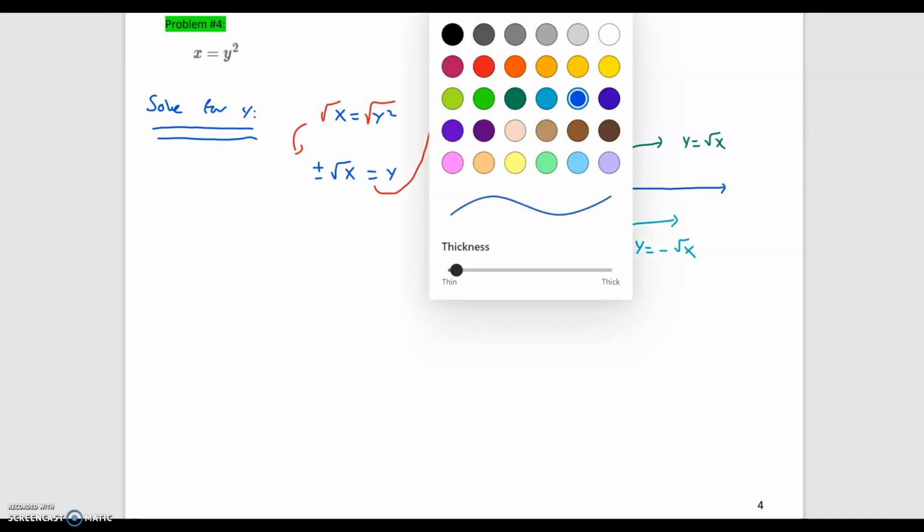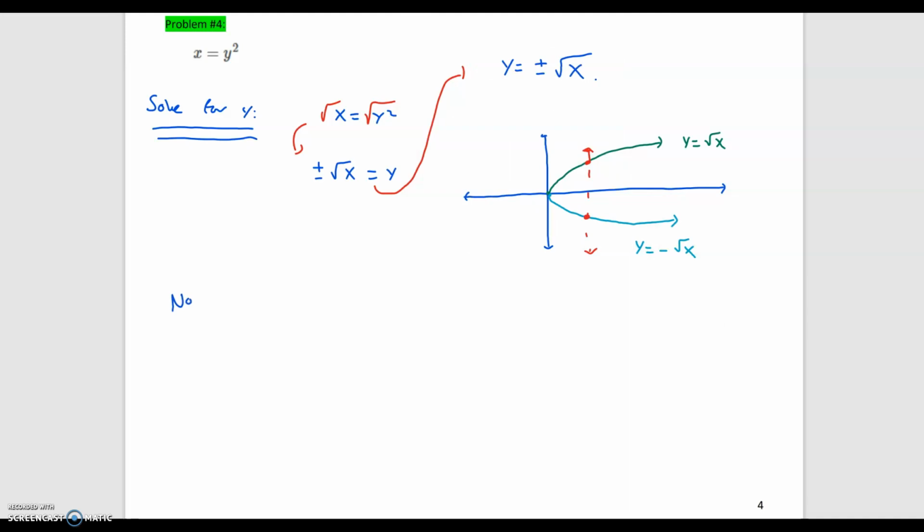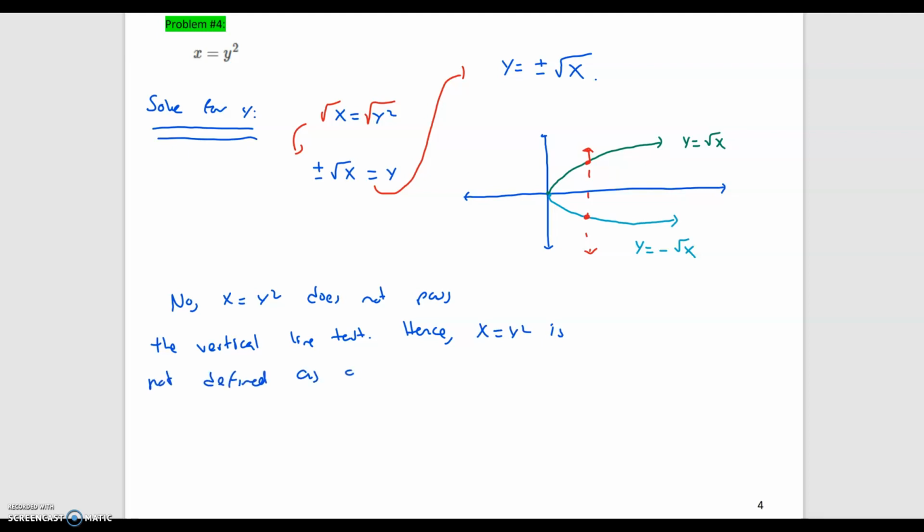So in this case, we would simply say, no, x is equal to y squared does not pass the vertical line test. Hence, x is equal to y squared is not defined as a function.